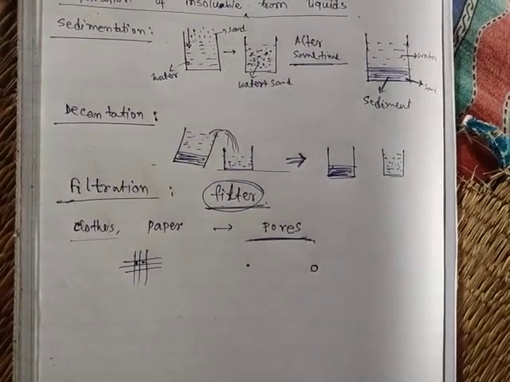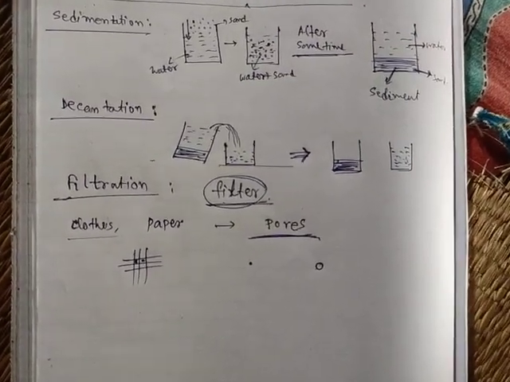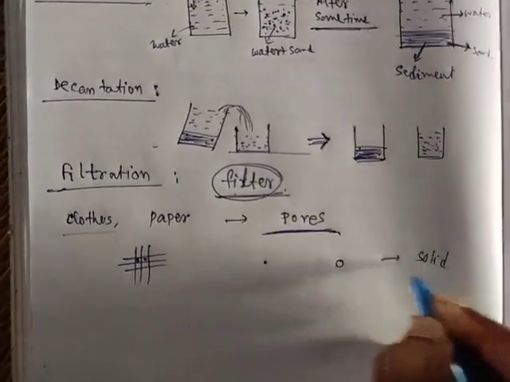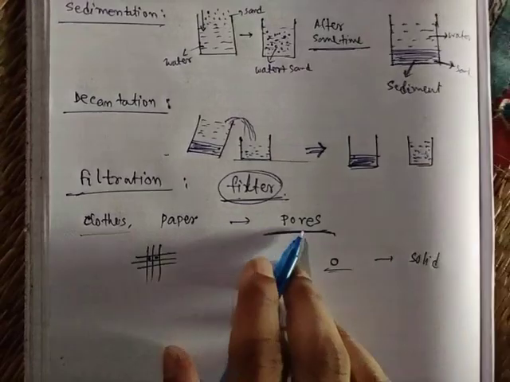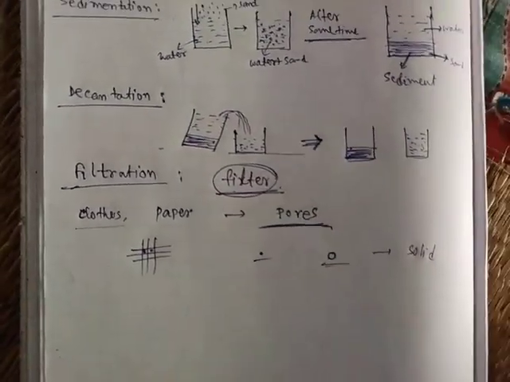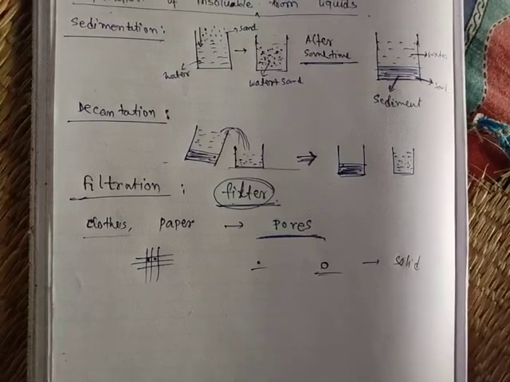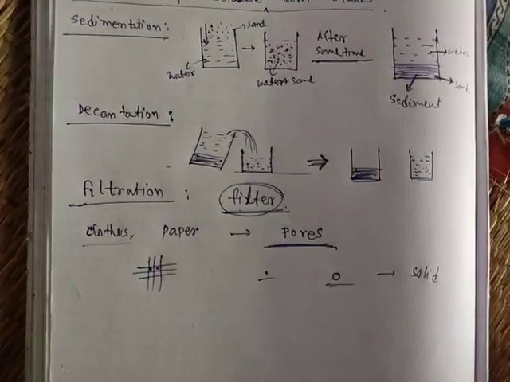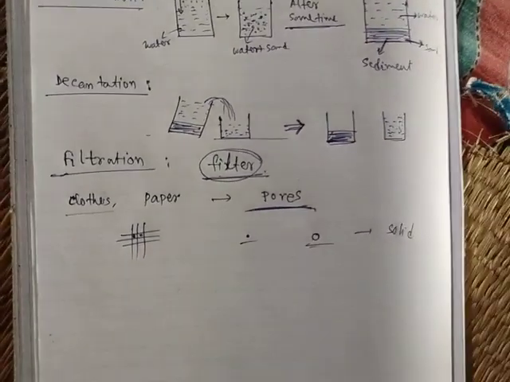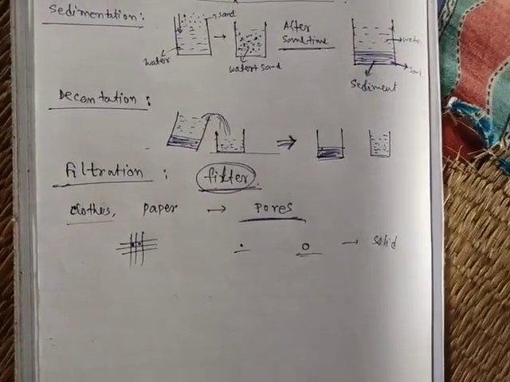Okay, understand? It depends on the sizes of the solids. If the size of the solid is greater, then the pore must be greater in size, and if the size of the solid is less, then the pore must be small in size.